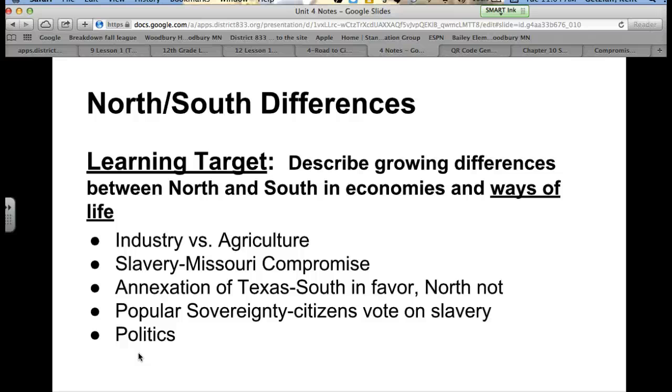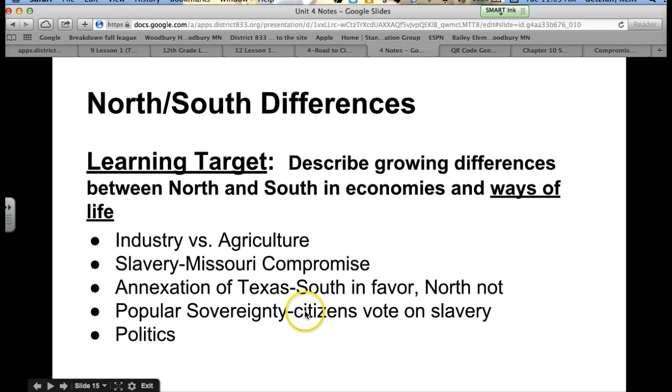The annexation of Texas is a big one, and I think there's some confusion with this. Texas, because we claimed them, was not necessarily a state yet. The South was obviously in favor of adding Texas because it was going to be a slave state, so the North was not, unless they were going to let the people of Texas decide.